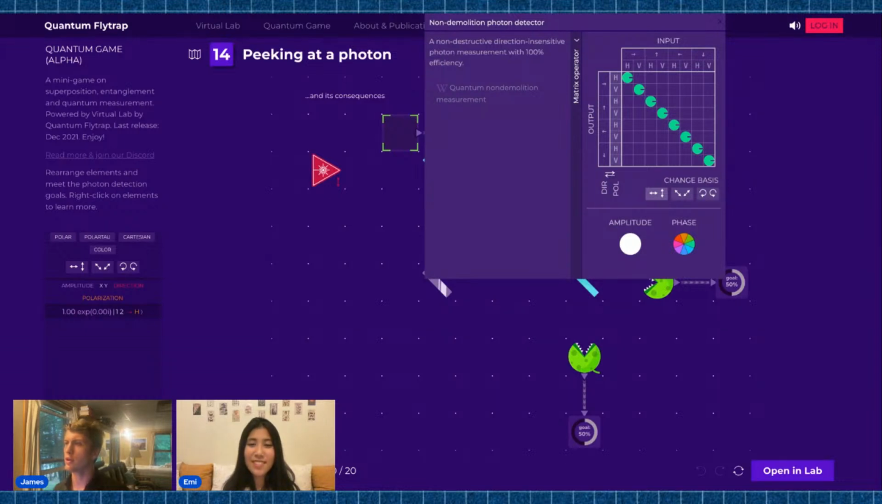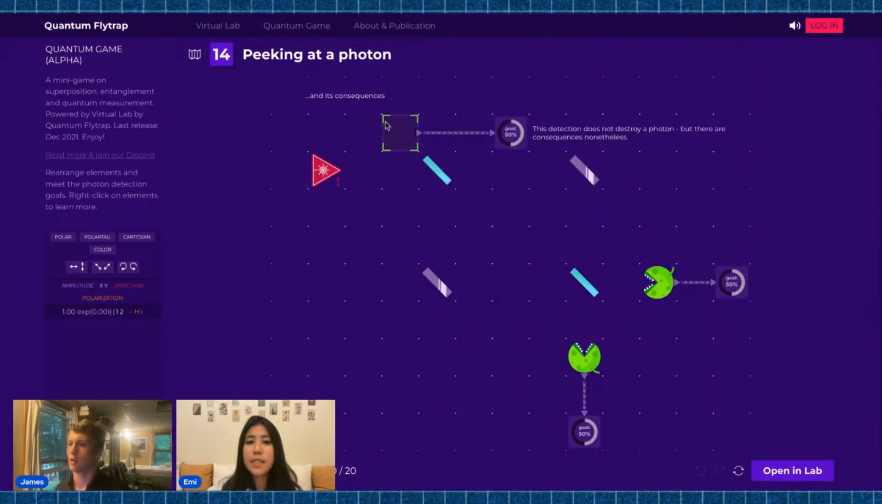So we're measuring it's a non-destructive, direction-insensitive photon measurement. Oh, so that means that we can measure a photon coming in from any direction. Yes, and we won't affect it. We won't affect its course of travel or any measurements. That's so interesting. Is that allowed in physics?